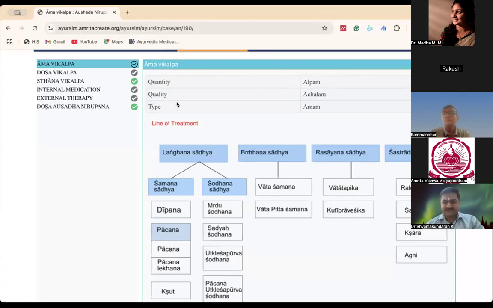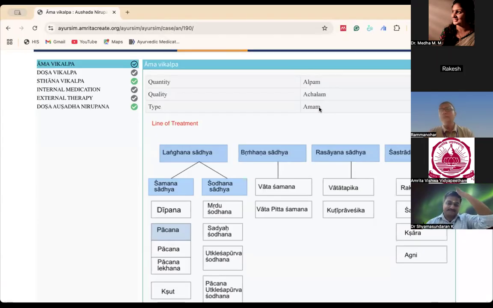Again, the quality is also very important. Quality means chala ama or achala ama or leena ama. For example, if a particular disease has leena ama, then you may have to do some deepana pachana, some sroto shodhana to make the leena ama a chala ama, so that when the leena ama becomes chala, you can easily bring that ama to the koshta and purge it out. When this logic is not there, you may not choose the treatment appropriately.